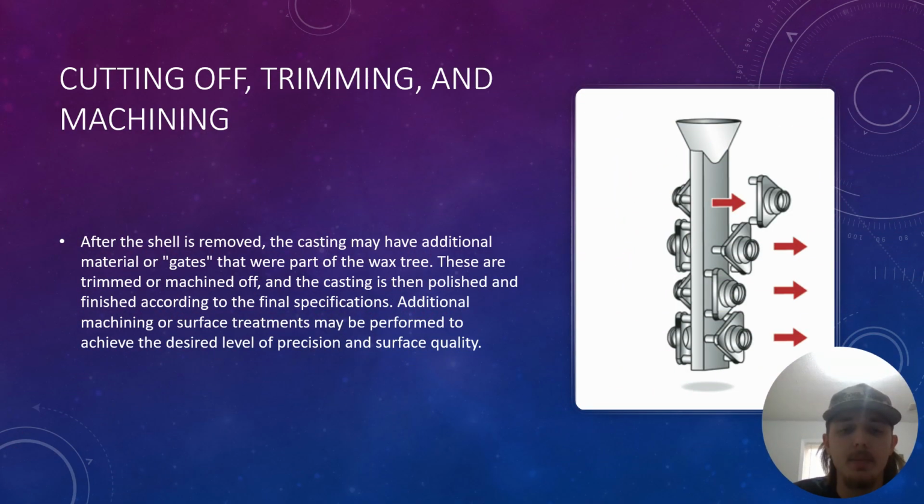All right, the final step is cutting off, trimming, and machining. After the shell is removed, the casting may have additional material, or gates, that are part of the wax tree. These are trimmed or machined off, and the casting is then polished and finished according to the final specifications. Additional machining or surface treatments may be performed. You may have to sand it down, grind a little something off of it, anything like that. But you're going to do this until you achieve the desired level of precision and surface quality needed to meet the specifications.